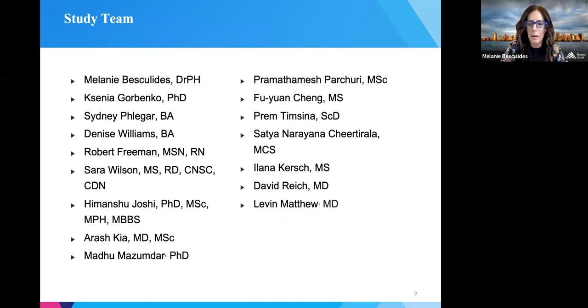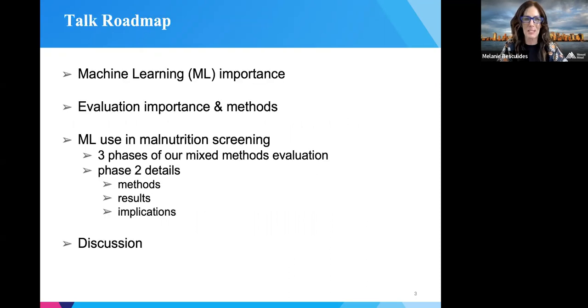It's really a lot of different people with a lot of different backgrounds. From data science, we've got physicians, we have nutritionists, we have epidemiologists, nurses, just about everybody you can imagine on the team, which is great.